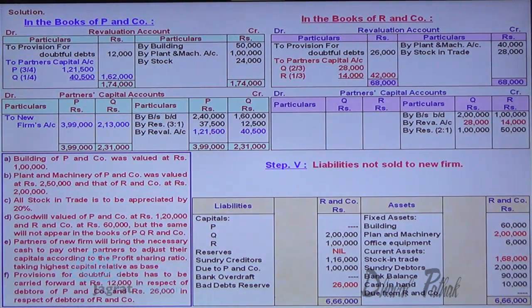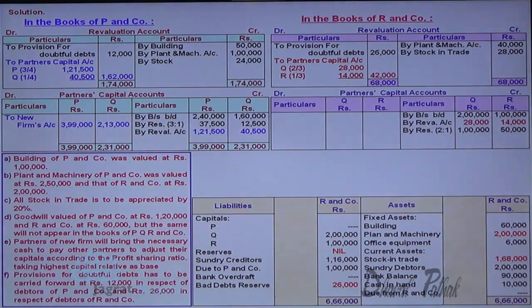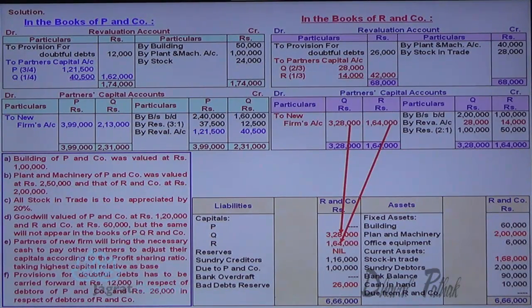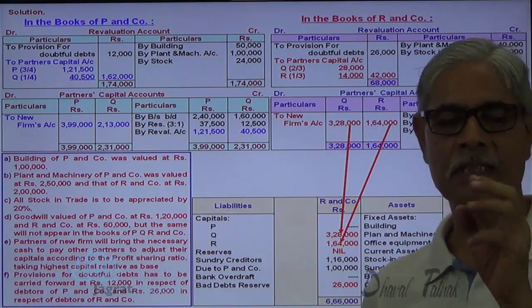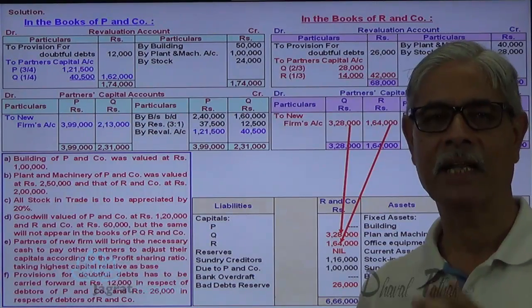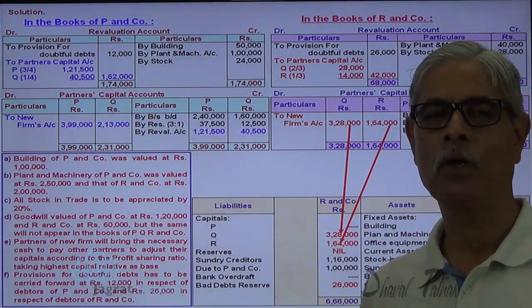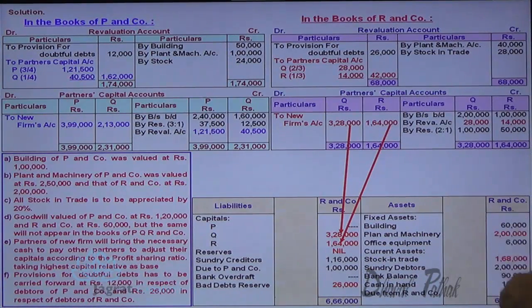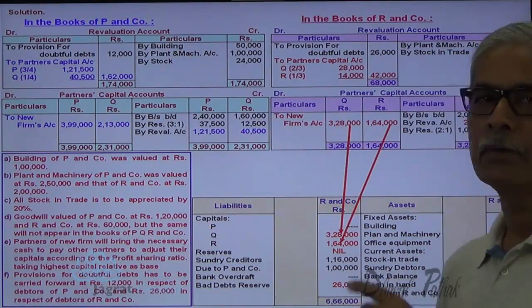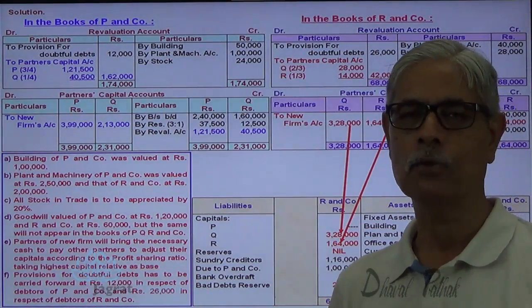Liabilities not taken by the new firm are required to be settled by the partners in some way. If any such information is given to you in the sum, it must be considered. Close capital accounts. The balance of the capital account is to be transferred to the new firm. So these are the capital balances. Now this revised balance sheet shows the values at which assets and liabilities will be sold to the new firm, and for that, transfer entries can be recorded. PQR Limited account debit to assets account credit; all liabilities account debit to PQR Limited account credit. This is how the entries could be recorded.